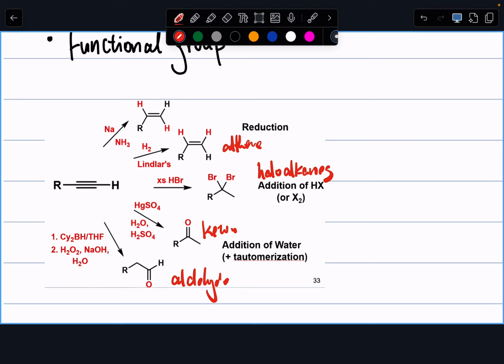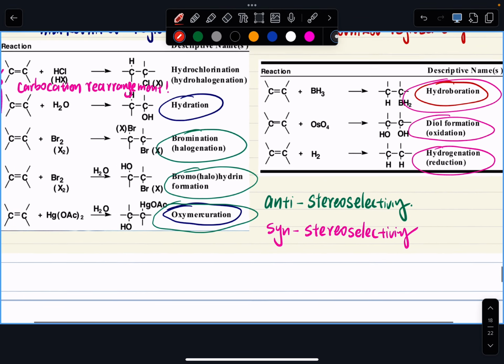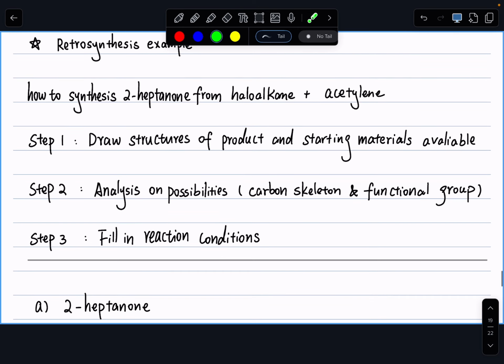All right. Similarly, for alkene reactions, we already went over this table in our previous lecture. I highly recommend you go back and double check this table to see what's going on in there. So now let's look at our two examples together on the board.